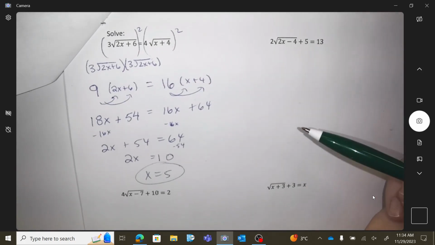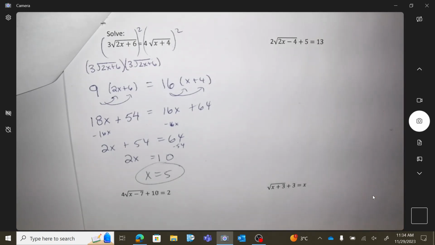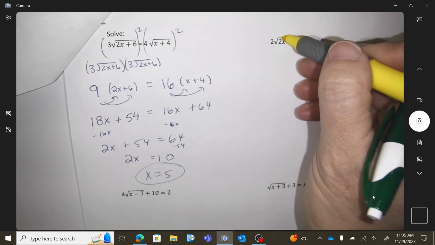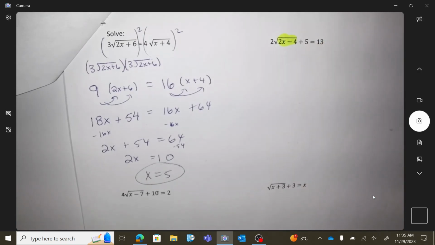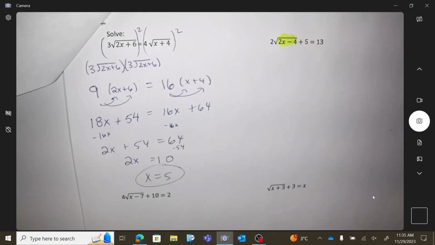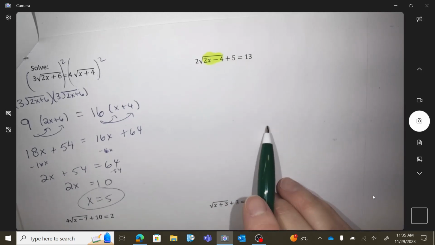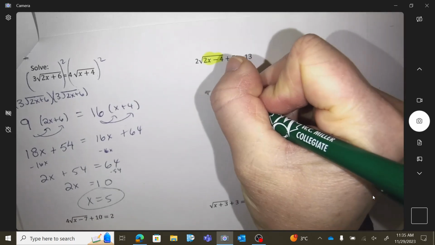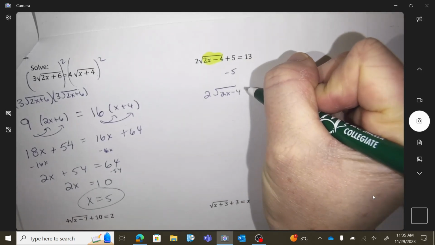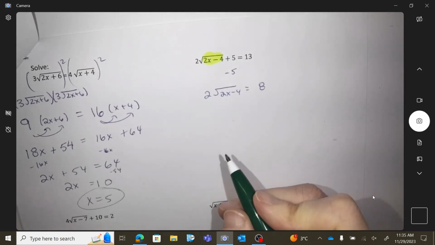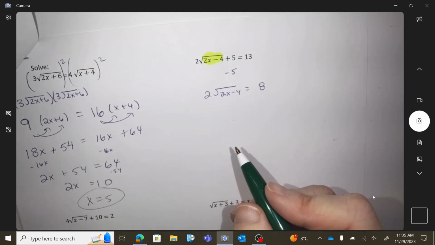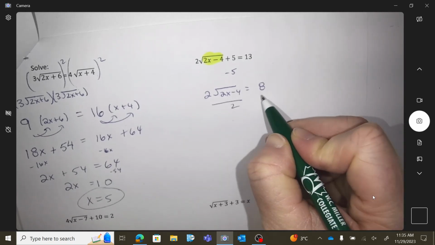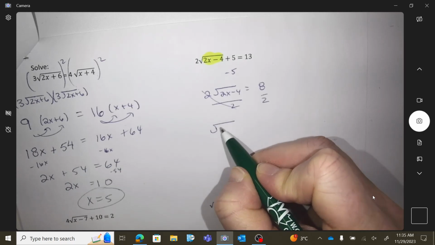Okay, so this, I'm looking at the radical, and I would like to get it alone. So everything else is detachable, so you can do some algebra moves to detach those things. So the first, you're going to move the 5 over. You're going to get rid of the 2 from the front.